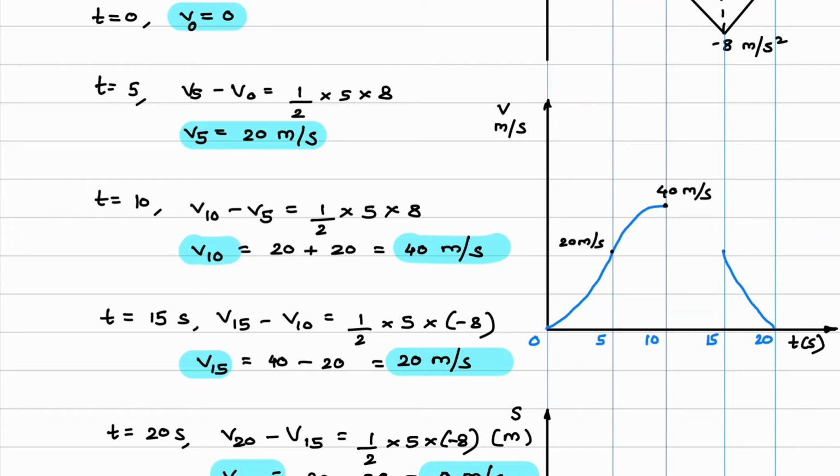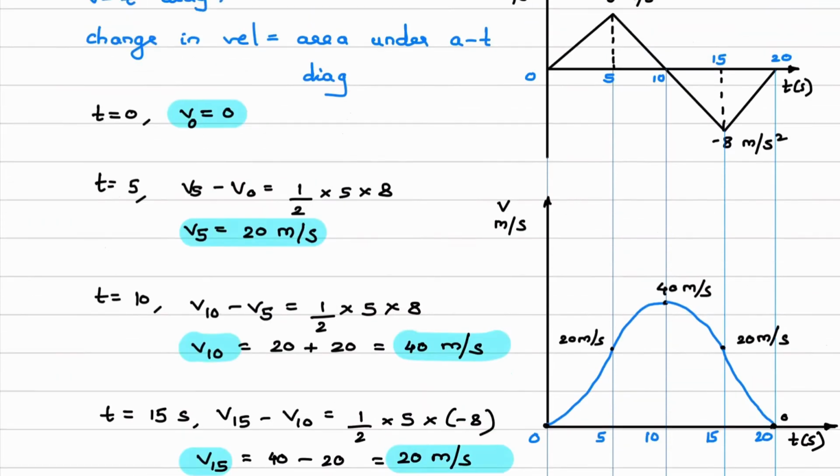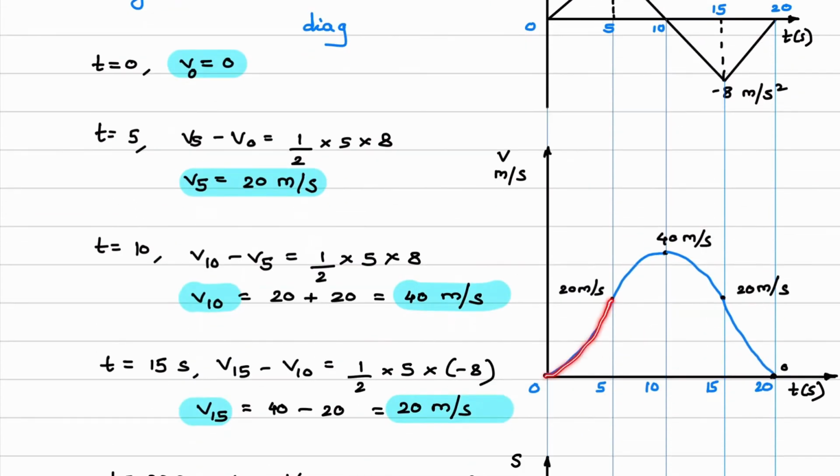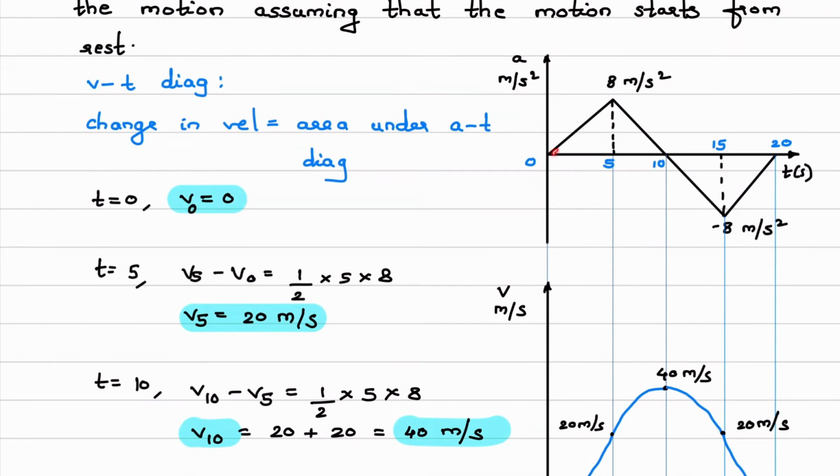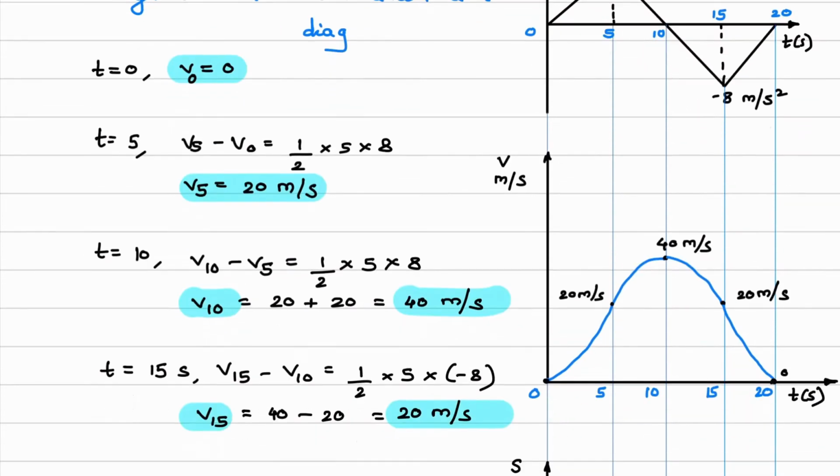Here it is difficult to draw. So this value is also 20 meter per second. And finally here this is 0. Here also we have 0 value. So we have completed the v-t diagram. What will be the nature of these curves? Everywhere if you see on the a-t diagram we have linear. Acceleration is linear, so this will be parabolic. So we'll write down there P.